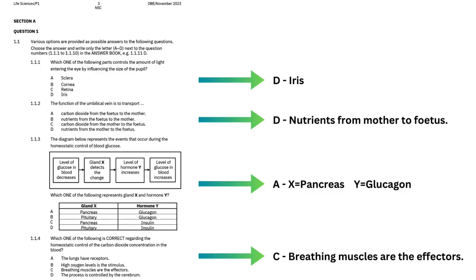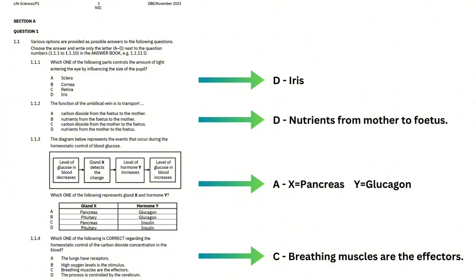1.1.3. The diagram below represents the events that occur during the homeostatic control of blood glucose. The level of glucose in the blood decreases, which leads to gland X detects the change, which leads to the level of hormone Y increases, which leads to the level of glucose in the blood increases. So which one of the following represents gland X and hormone Y? A, it's pancreas and glucagon. B, pituitary and glucagon. C, pancreas and insulin. Or D, pituitary and insulin. The answer is A. X is the pancreas and Y is glucagon.